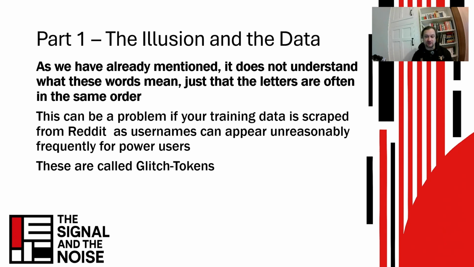So to reinforce this, they don't actually understand what the words mean, just that the letters are often together and that the numbers then have a relationship to each other. This can be a problem if your training data is straight from Reddit or other low quality sources. For example, usernames can appear unreasonably frequently, particularly for power users. This phenomenon is called a glitch token.